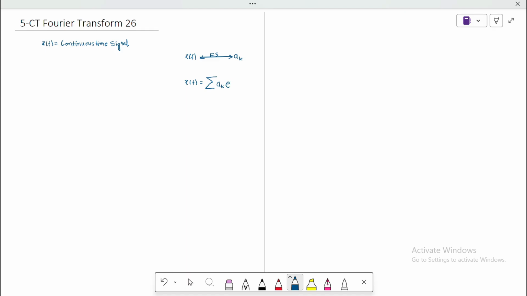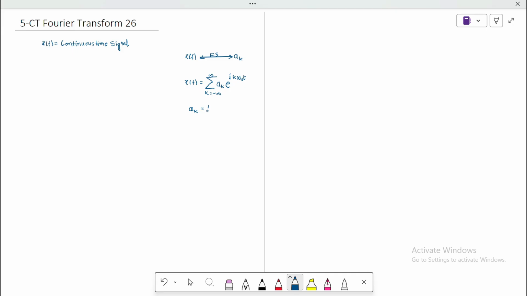The sum of complex exponential signals, e power jk omega naught into t, k from minus infinity to infinity. Then you know the Fourier series coefficient. This is discussed in the third chapter, continuous time Fourier series. If you have any doubt, you go to the third chapter in our channel.